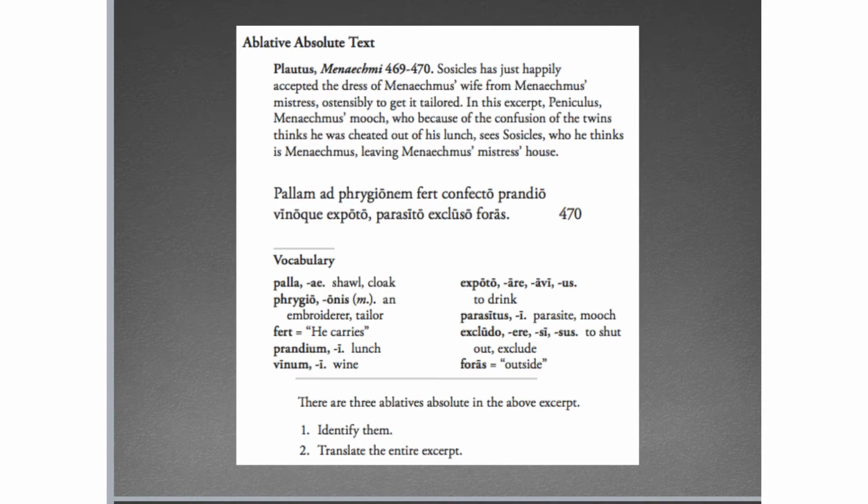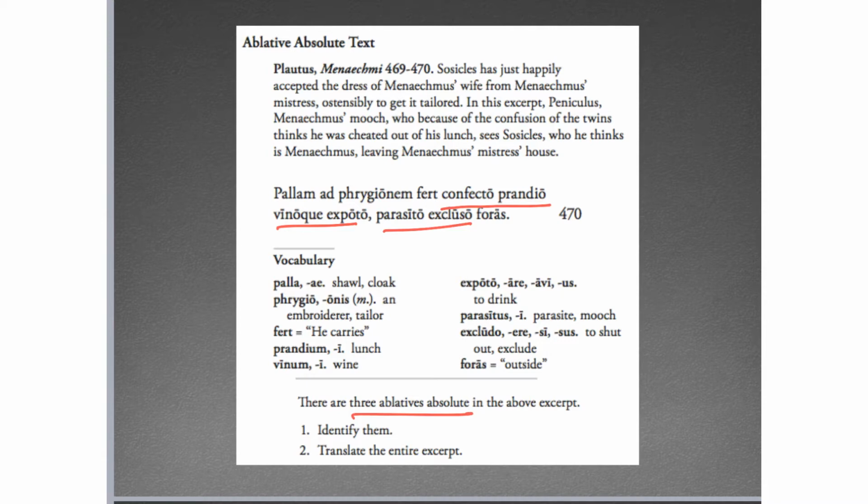All right, here's another one from an ancient Roman comedy. There are 3 ablative absolutes in the above excerpt. Identify them and then translate the whole thing. And you've got, obviously, vocab there for you. So pause if you want, and I will identify them. So, confecto prandio, vino ex poto, parasito excluso. Technically, the phrase with ex is part of it as well, but parasito excluso is the strict ablative absolute.